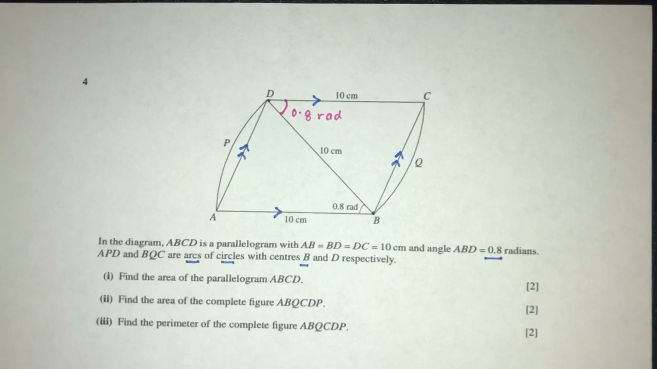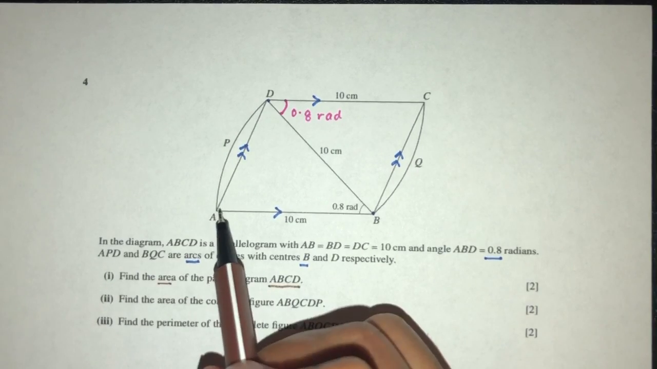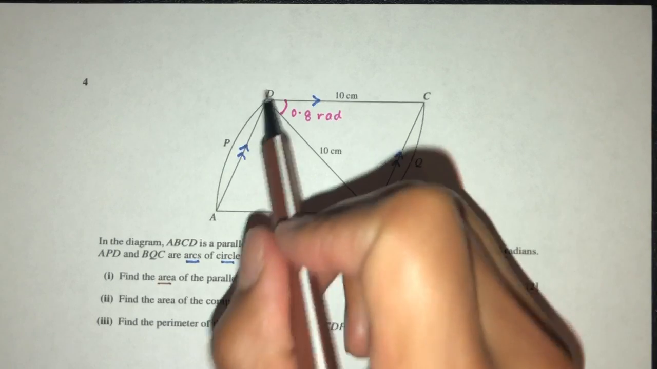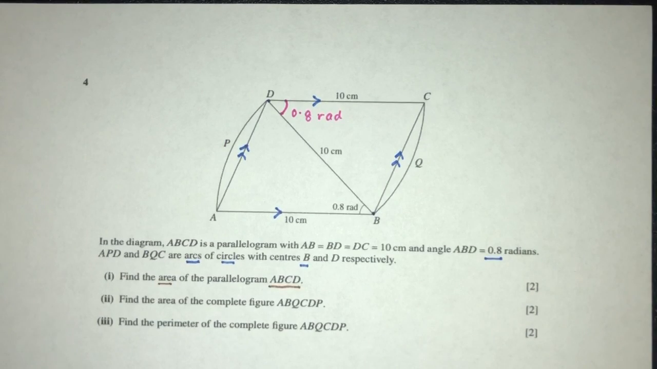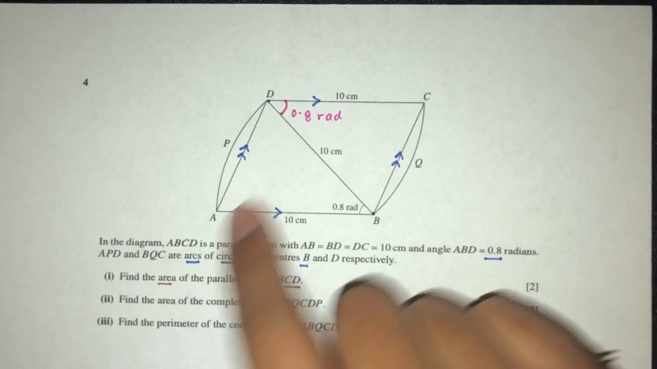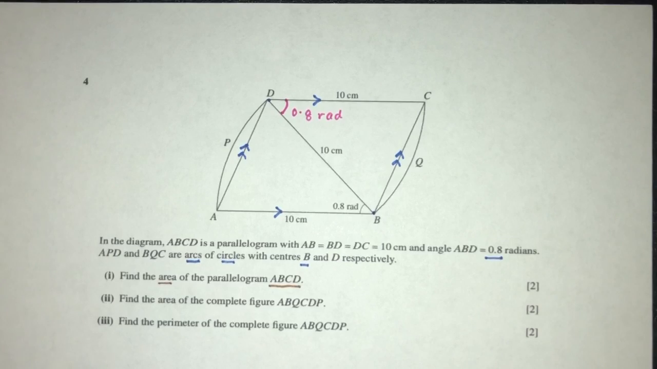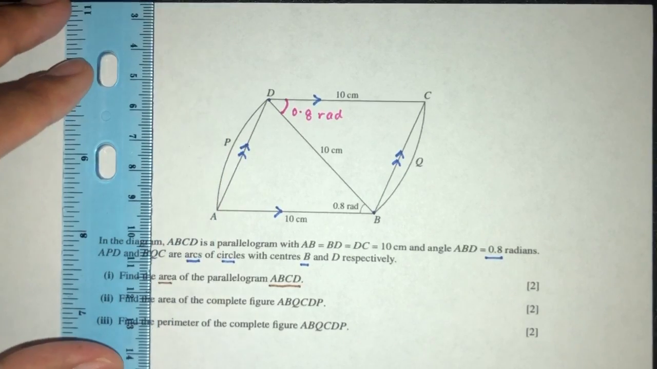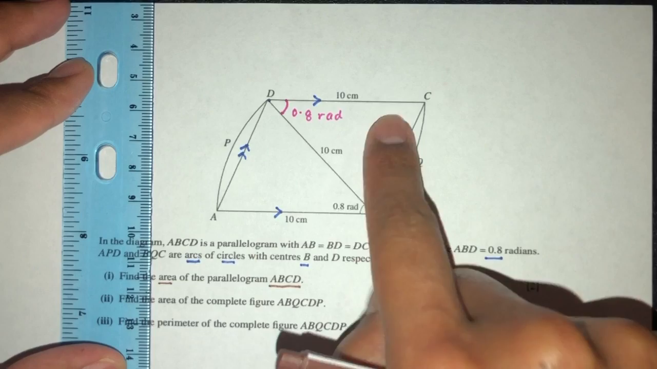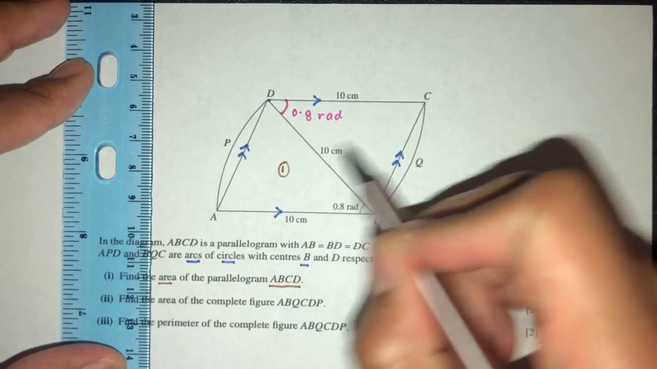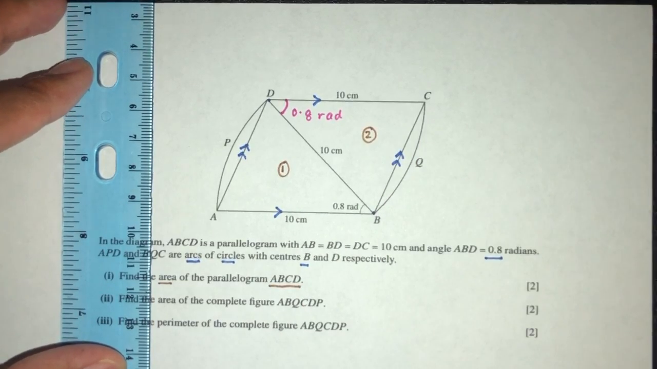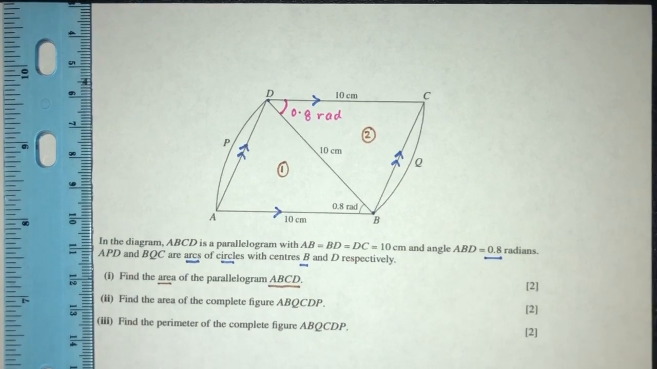So part 1, we have to find the area of ABCD. So how would you find the area of this shape? It's not too bad. We can break this down into 2 pieces, if you want to. Just to explain, we can look at the shape as 2 pieces. Piece number 1 and piece number 2. And we know they are the same, right?